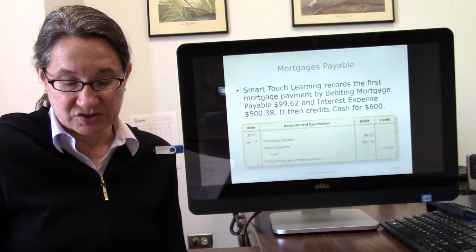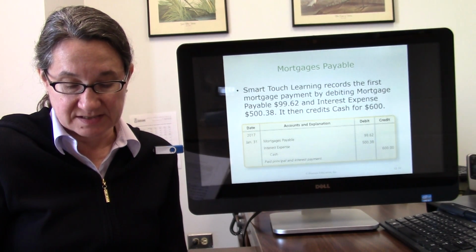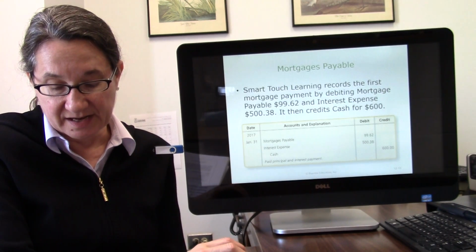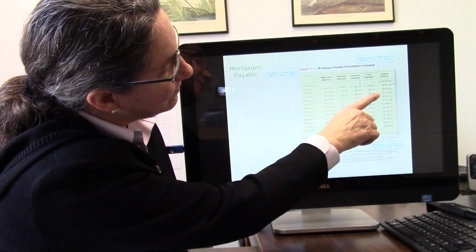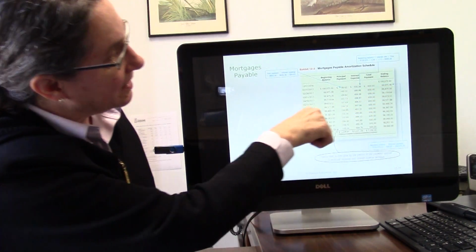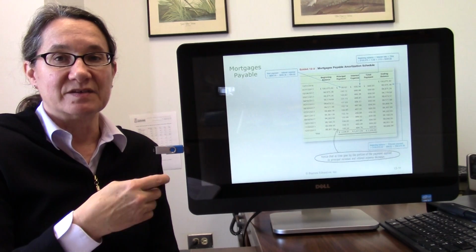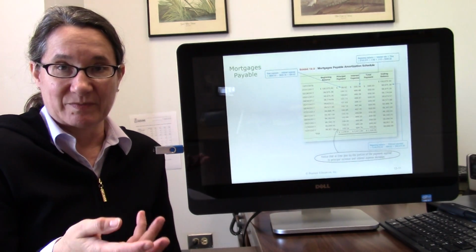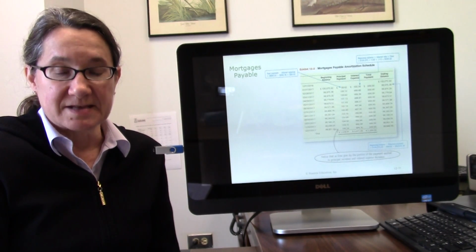The $99.62 reduces mortgage payable from $100,075 to $99,975.38. So if you look here, each time a payment gets made, it reduces that ending balance again. Right? So just like we saw on the other schedule. But with this mortgage, a whole lot more of the payment is going to interest, so it takes a long time to reduce that principal down.